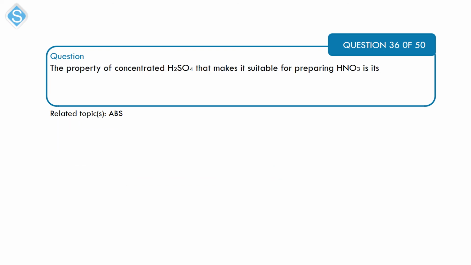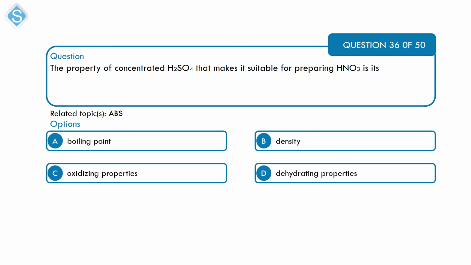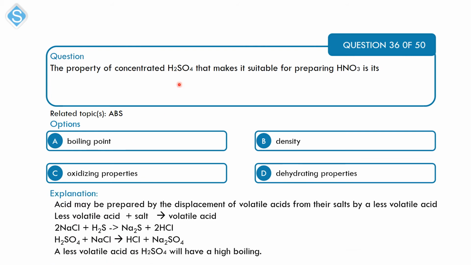This one is related to acid, base, and salt. The property of concentrated tetraoxosulfate(VI) acid that makes it suitable for preparing trioxonitrate(V) acid is its A, boiling point, B, density, C, oxidizing property, and D, dehydrating property. Alright, so less volatile acids like your sulfuric acid, H2SO4, have a high boiling point.